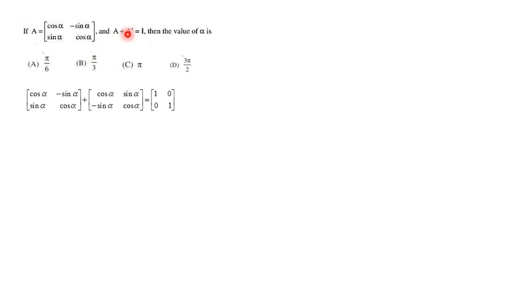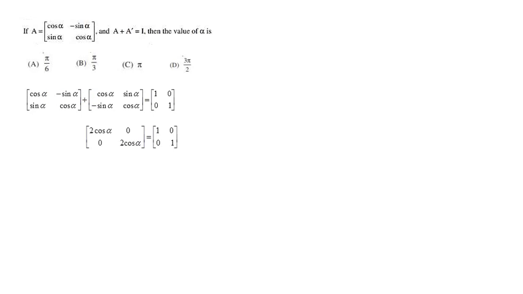Next question: if A is equal to the matrix cos alpha, minus sin alpha; sin alpha, cos alpha, and A plus A transpose is equal to I, the identity matrix, the value of alpha is pi by 6, then pi by 3, then another option is pi, and the last option is 3 pi by 2. So we have to take A plus A transpose, that is A is here, its transpose we have to take, equal to I, the identity matrix of second order, that is 1 0 0 1.